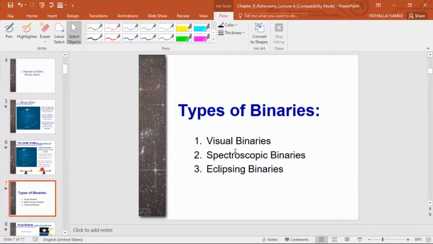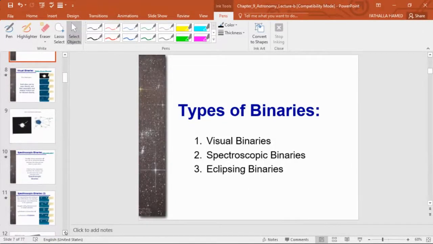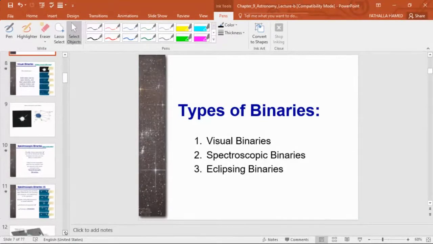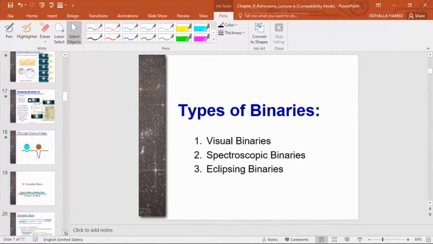And we talked about visual binaries, spectroscopic binaries, eclipsing binaries, and we said these are the techniques that we use in deciding the type of binary. That means it could be the same binary, but it's further away that we cannot see it visually. So we rely on one of these techniques.